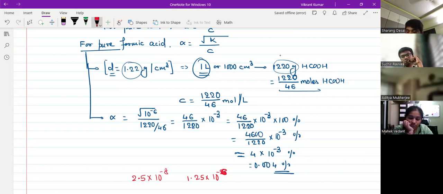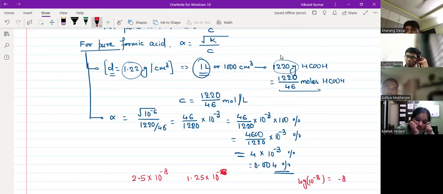This is 10 raised to something, so take a log, and then that something will come out of the log. If I have 10 raised to minus 8, and I take the log of that, then we get minus 8. And if I write minus log of that, then I get minus of minus 8. Now it is coming as 8, and now we are comfortable with this number, which is 8.